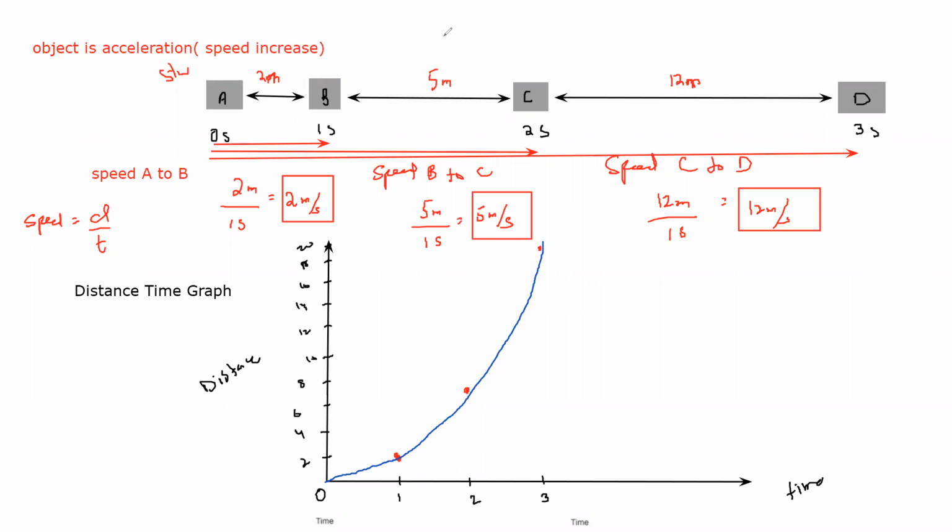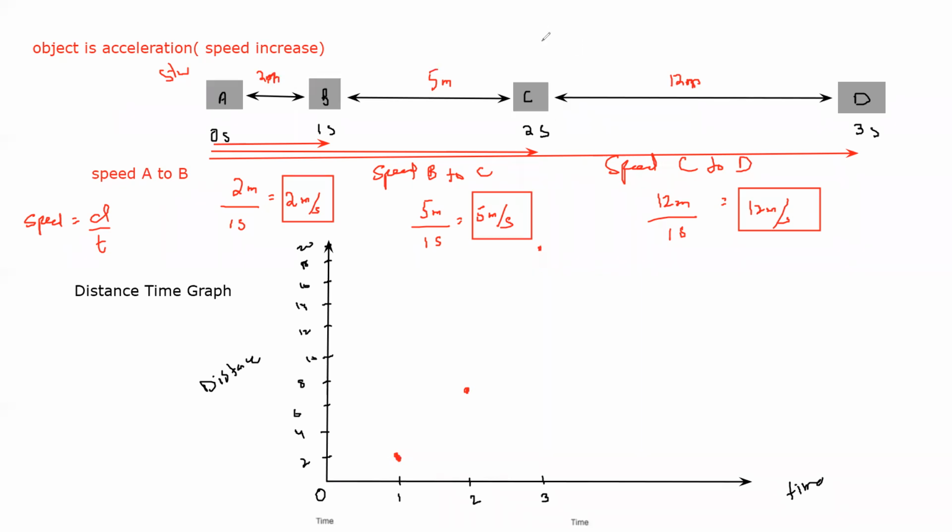Then after 2 seconds it covered a total distance of 7 meters. So we will mark a point when time is equal to 2, the total distance will be 7. And then after 3 seconds, what is the total distance covered? 2 meters plus 5 plus 12. So the total distance covered by this object is equal to 19. So when we mark the point, 19 will be here.